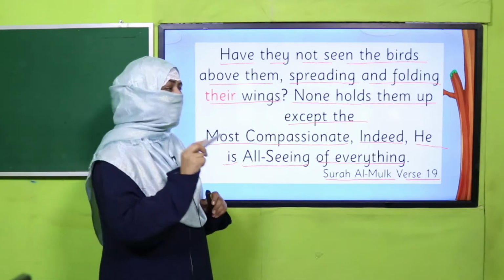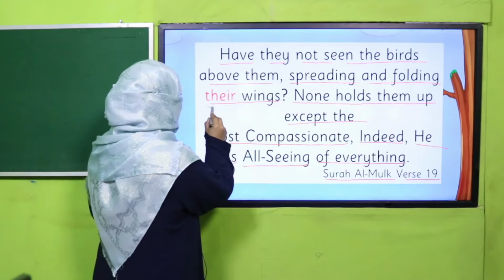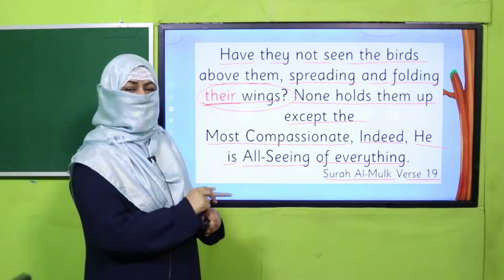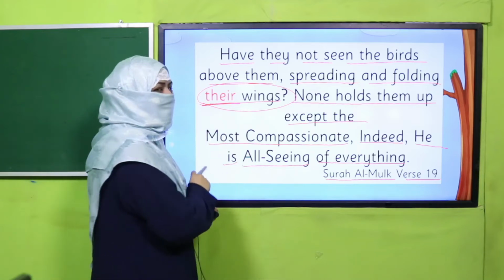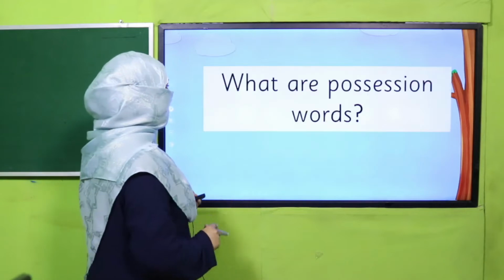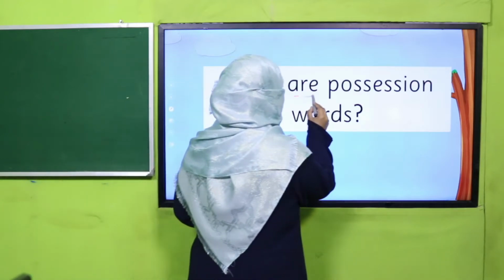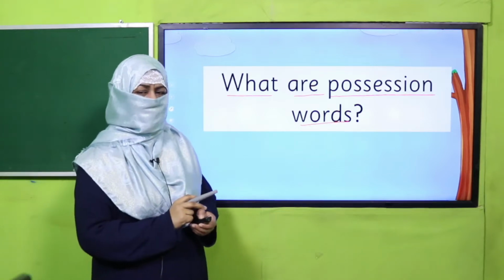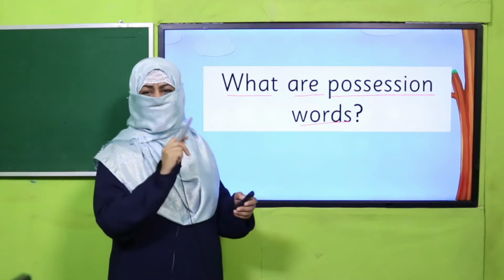Now I want you to look at this. Their wings. Whose wings? Birds' wings. Such types of words are known as words for possession. We'll learn further. First you tell me, what are possession words? Okay, we have learnt about it. So pause the video and answer this question to your teacher.